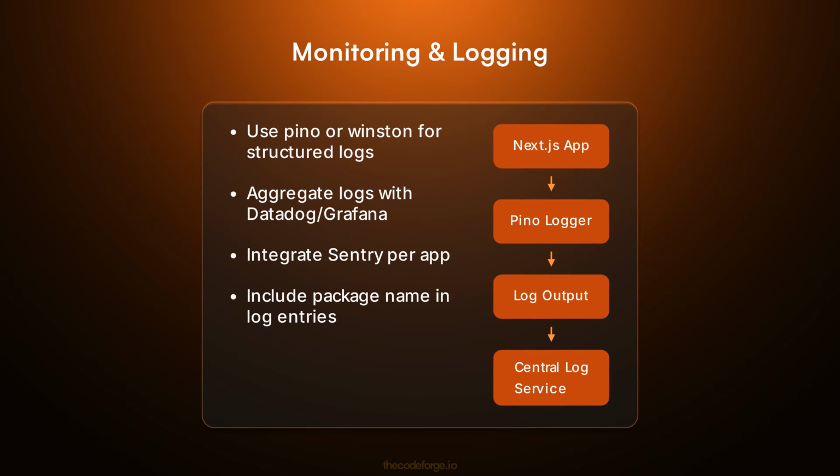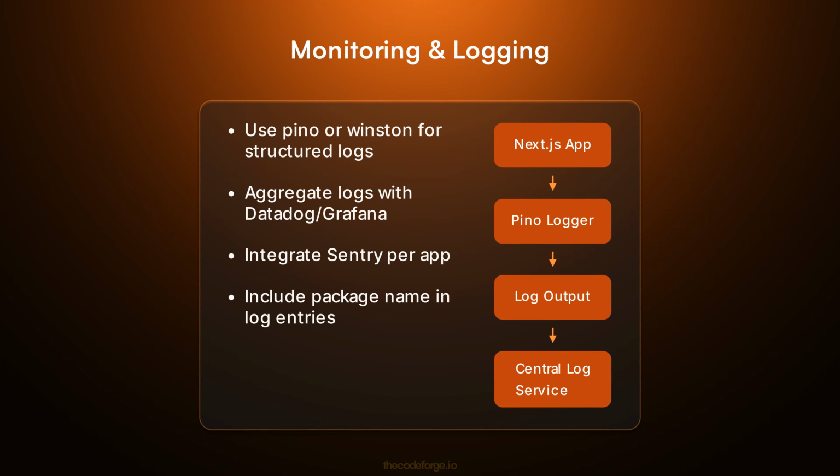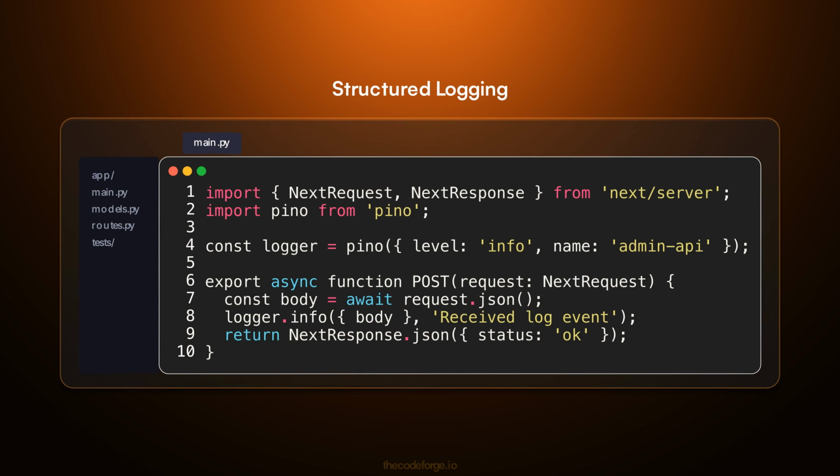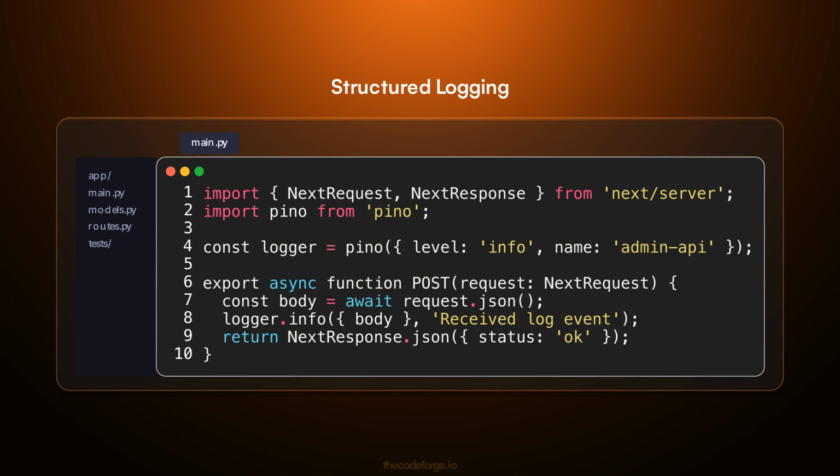Use structured logging with Pino or Winston in API routes and server components. Aggregate logs using a service like Datadog or Grafana. For error tracking, integrate Sentry with each Next.js app. Include a package field in logs to trace the source. Here's an API route that uses Pino for structured logging. The logger is named Admin API to distinguish it from other apps. Use pino-pretty for local development and JSON output for production.